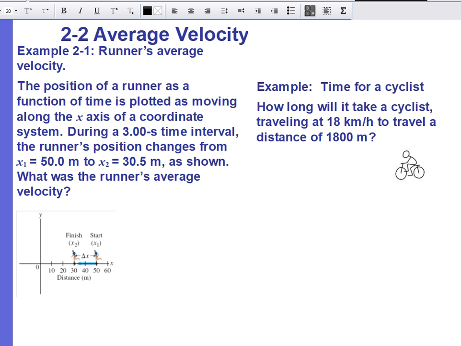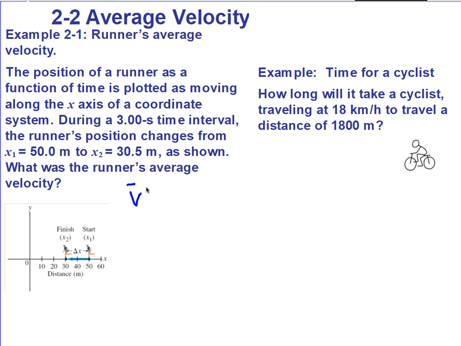Let's take a look at a couple of examples. The position of a runner as a function of time is plotted as moving along the x-axis of a coordinate system. During a 3-second time interval, the runner's position changes from 50 to 30.5 meters. As shown, what was the average velocity of that runner? Now, I'm going to start with the basic equation. And for this first problem, I'm going to be a little bit more explicit than I normally am, just so you make sure you see how these terms are computed.